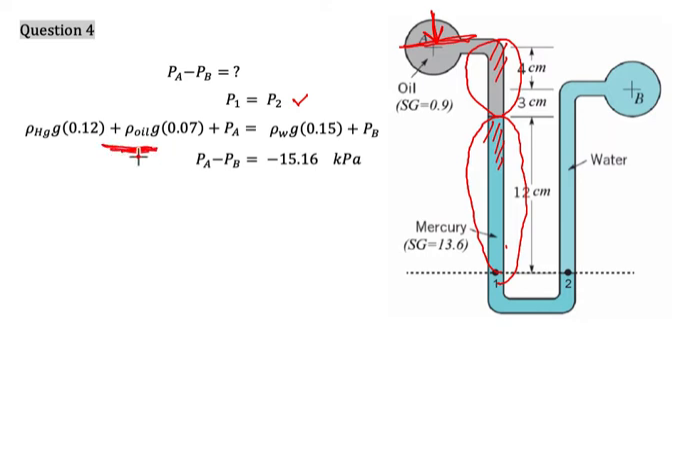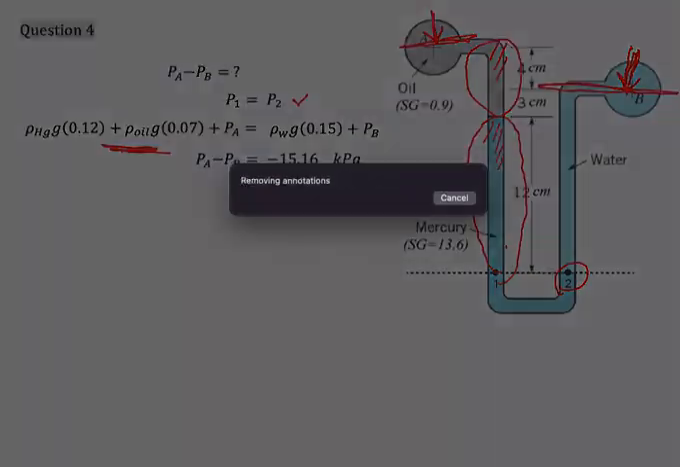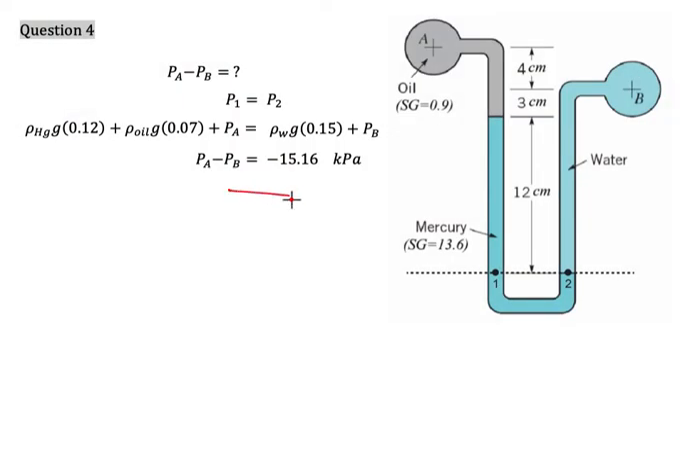So we could write it as this, and then we could calculate the pressure at point 2 here as rho gh of this height. So we have 15 centimeters, plus the pressure that acts on B at point B here. So we could calculate the pressure. So we could calculate PA minus PB as minus 15.16 kilopascal. So it is okay to have a negative pressure because what we calculate here is the difference between A and B.